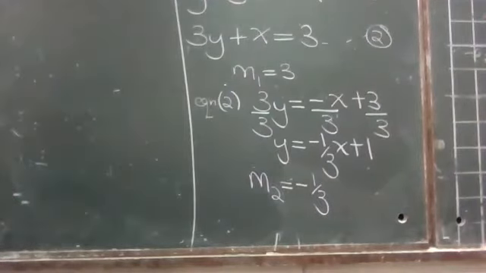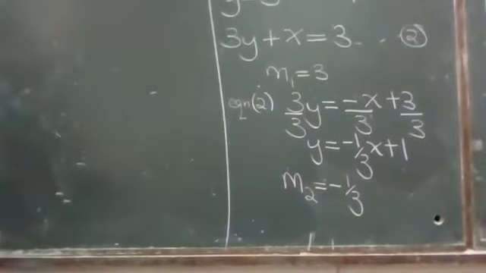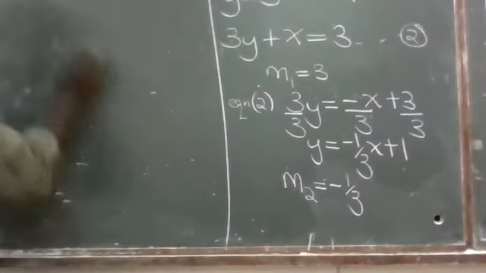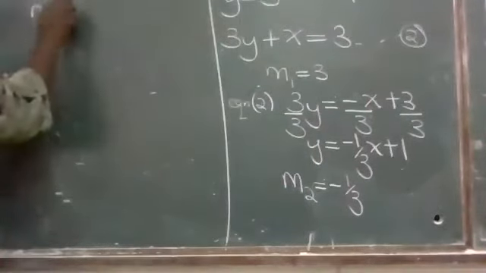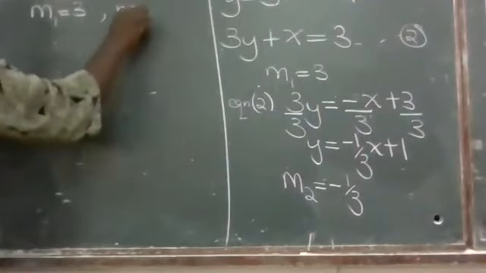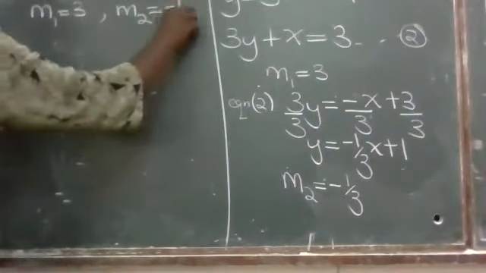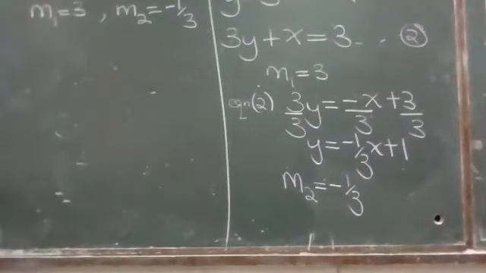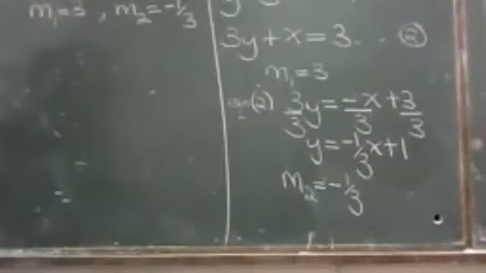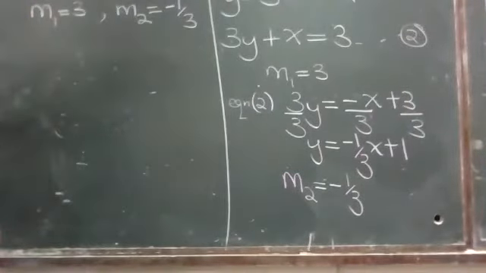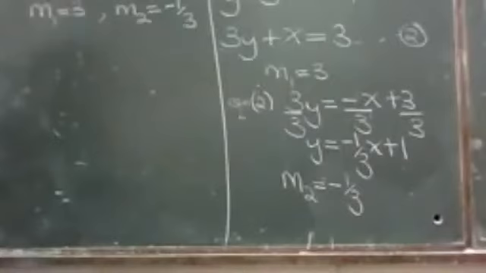My next question: what is the relationship between M1 and M2? I have M1 as 3. Then I have M2 as negative a third. Is there any relationship you're seeing between M1 and M2? Rihanna, tell us the relationship.